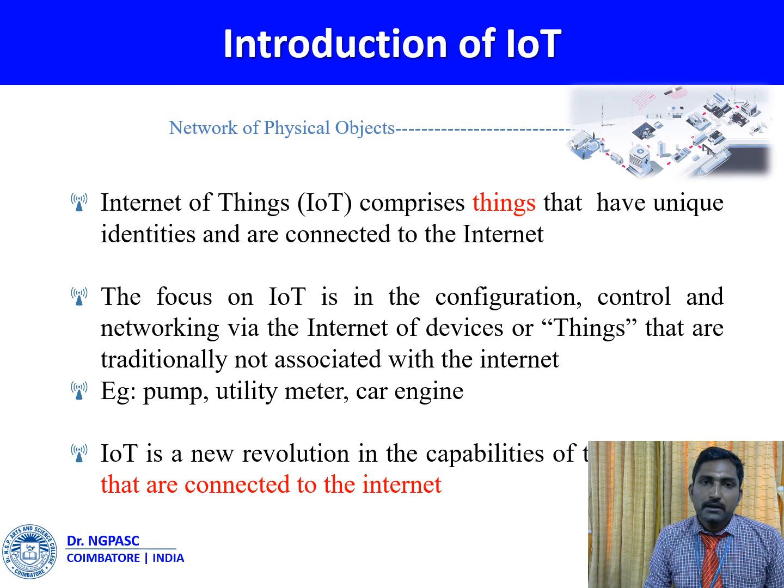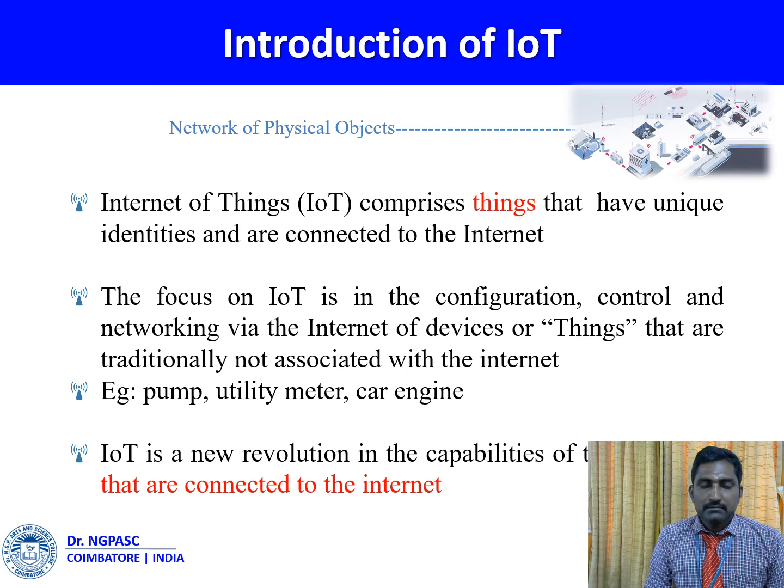So what is an IoT? It is how the physical objects are connected, or the network of physical objects. So Internet of Things comprises the things that have unique identities or are connected to the internet. The focus of the internet is on configuration, control and networking through the Internet of Things, for things that are traditionally not associated with the internet. Example, utility meter, car engine and pumps.